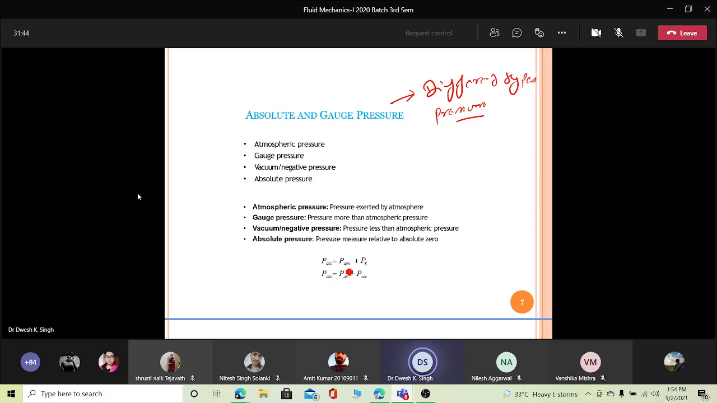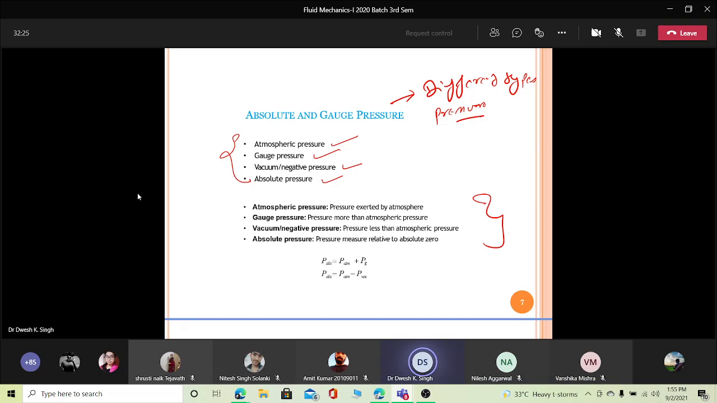So let us discuss this topic. It is very important. What are the different types of pressure generally utilized? First we consider the atmospheric pressure. We will define them one by one. Now we have the gauge pressure. Then comes the vacuum pressure, which is the negative pressure. Why it is negative, we will discuss. And the absolute pressure. So we have these four pressures, generally used during the measurement of pressure exerted by fluids or any medium.